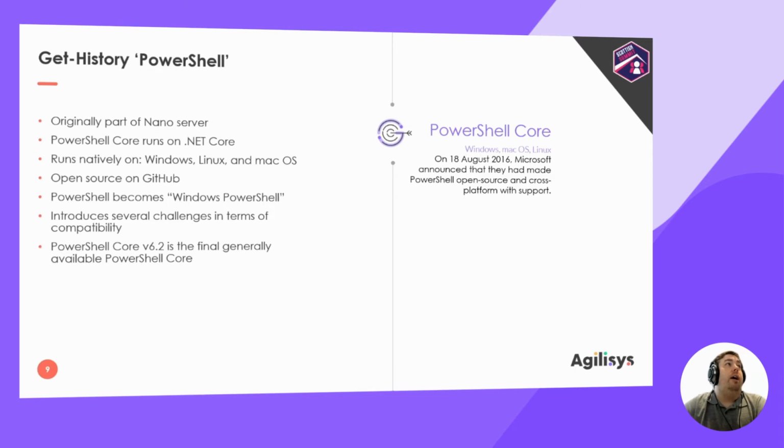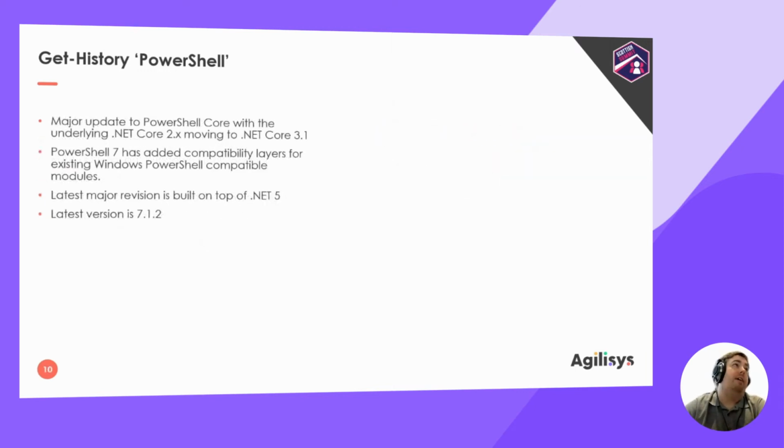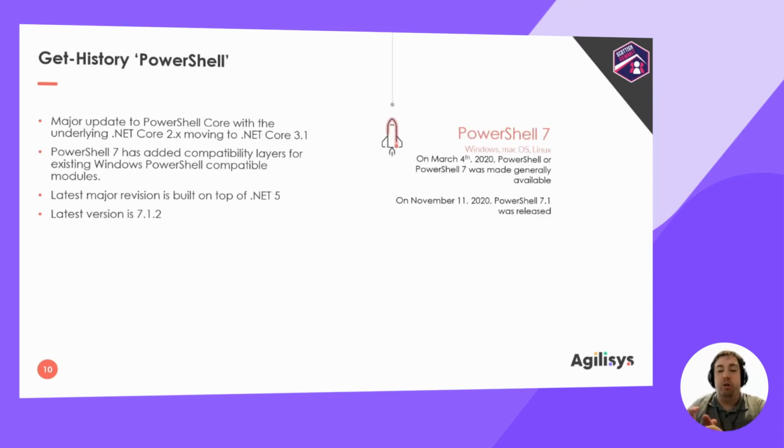The next one we've got, and we're getting very close to where we are today, was a major update to PowerShell Core, with the underlying .NET Core 2.x being bumped up to .NET Core 3.1. This gets us to where we are today, which is PowerShell 7. The first iteration was released on March the 4th, 2020. The really nice thing was that they added additional compatibility layers behind the scenes to allow for seamless operation of Windows PowerShell cmdlets, things that were traditionally based on Windows PowerShell.